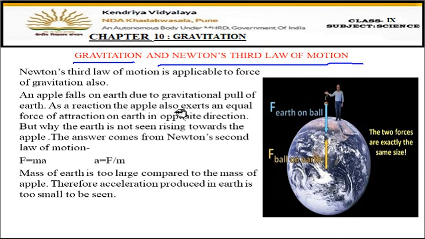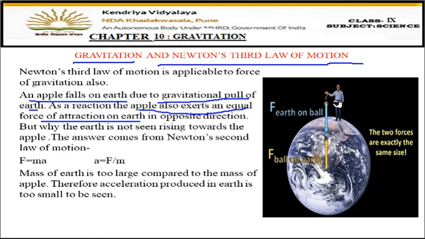Okay. Related to this, let us see one example: when an apple falls on the earth, this is due to the gravitational pull of the earth, right? Whenever an apple falls from the tree, it always comes down to the earth because earth is pulling the apple towards it. Now, this is the action, right? Earth has done the action. In reaction to this, the apple also exerts an equal force of attraction on the earth.